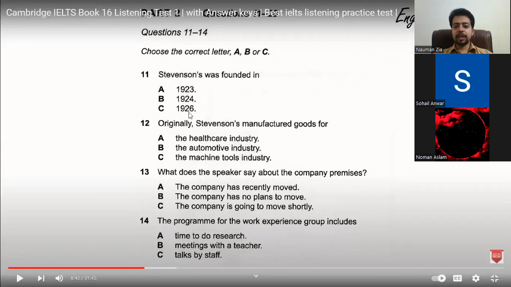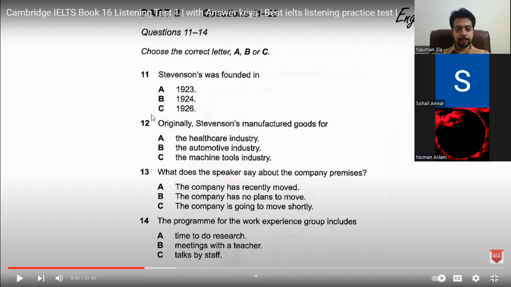All right, now we have started the next question. Now they have started speaking about the next question. Originally, Stevenson's manufactured goods. Now they're talking about the manufacturing goods, right? So it means the answer to question 11 has now ended. Tell me, what is the answer?